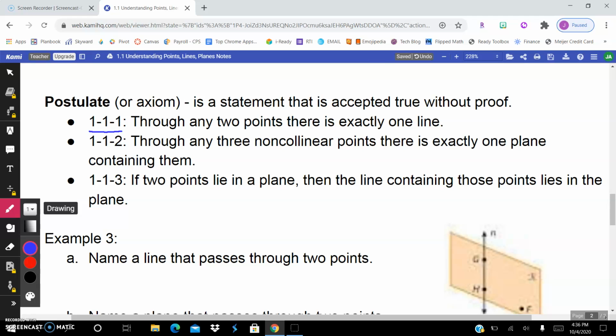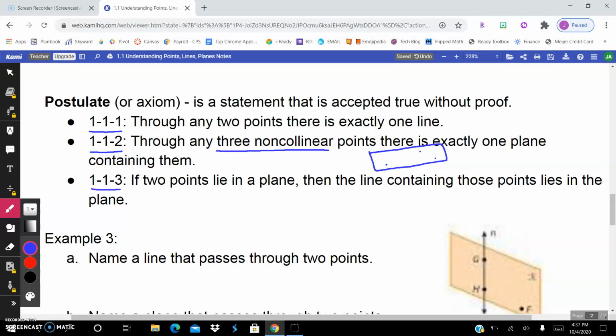This 1.1.1 says that through any 2 points, there is exactly 1 line. Okay, and then the next one, 1.1.2, says through any 3 non-collinear points, there is exactly 1 plane containing them. So non-collinear means they're not on a straight line. There's exactly 1 point, or sorry, 1 plane. So if you kind of draw a picture, there's going to be 3 points on it that are on the same plane.